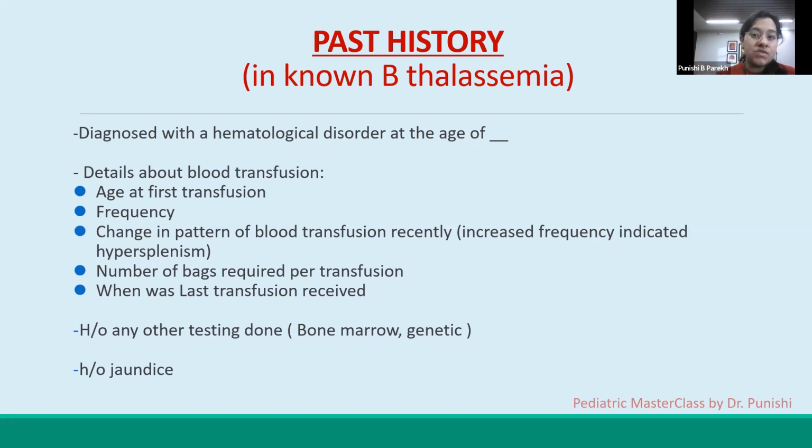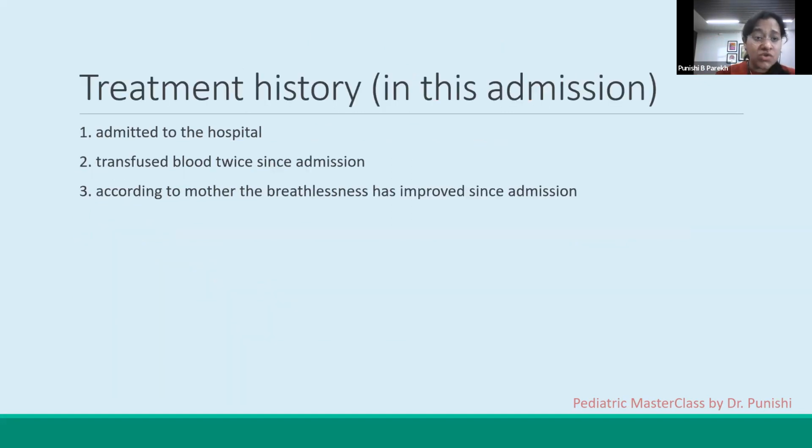And even under-transfused patients who have ongoing hemolysis can have jaundice. So three common causes of jaundice in beta thals are under-transfusion, infections like hepatitis B and C, and ongoing hemolysis because of mismatched minor blood groups. So this is the importance of asking for detailed past history in a known beta thalassemic, and we looked at what you will ask if it's a new case. We saw treatment history for a new case.